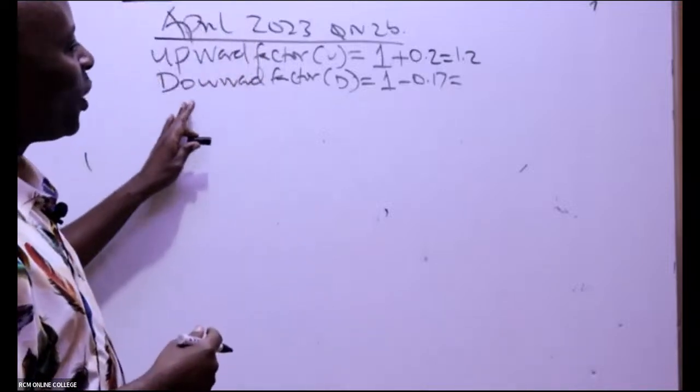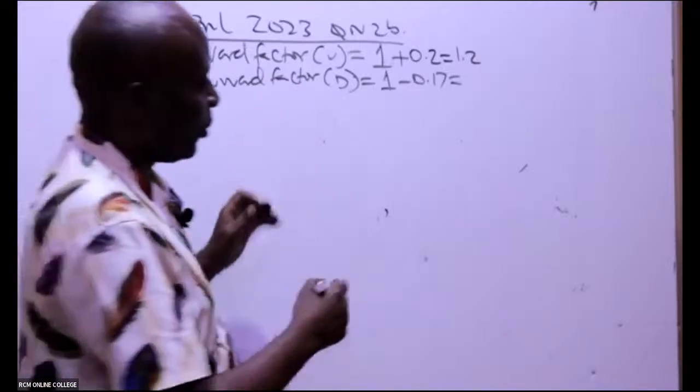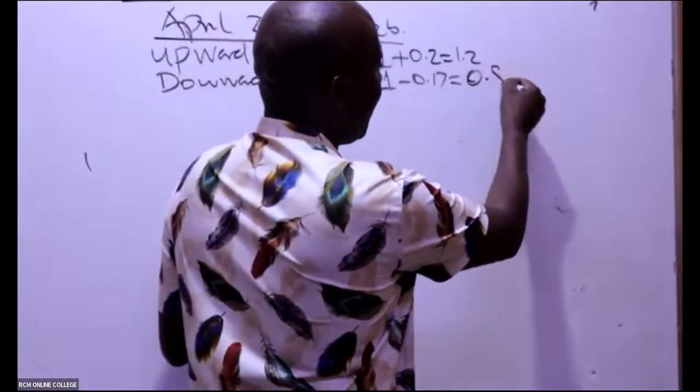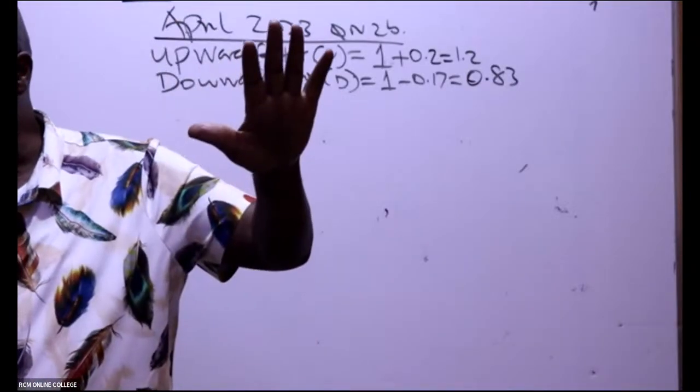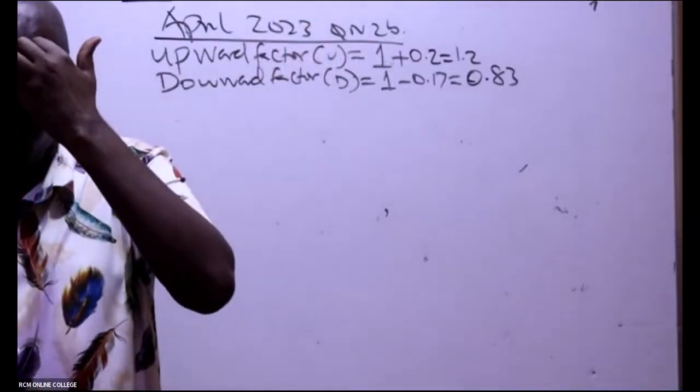So the downward factor D is 1 minus 0.17, which gives us 0.83. Up to there, ladies and gentlemen, are we together first of all? Up to here, are we together?